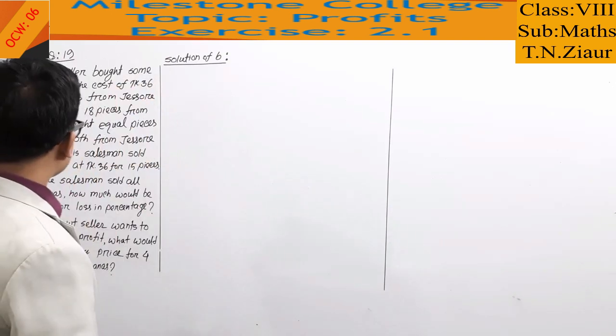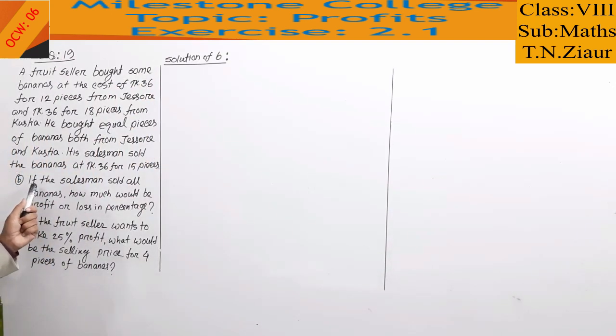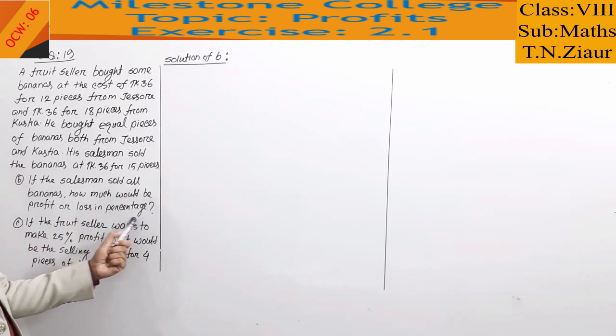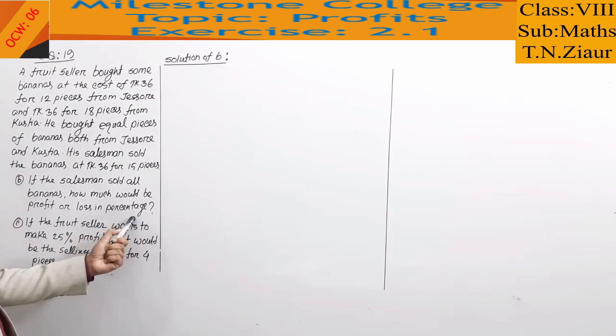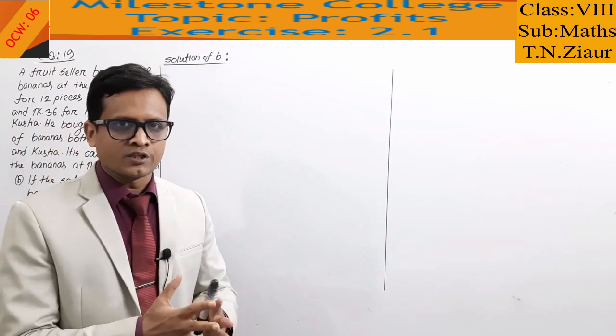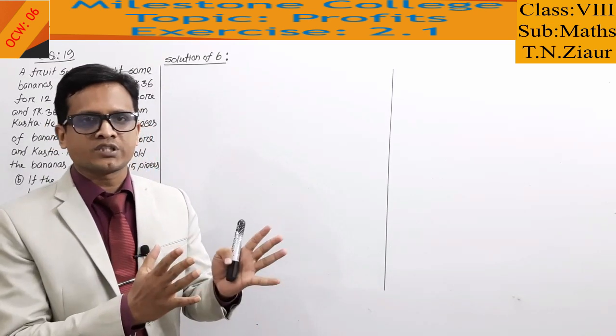Now dear students, we have to solve part B. Here it is given: if the salesman sold all the bananas, how much would be the profit or loss in percentage? We have to find it in percentage. In different places the cost price is different, so first we have to find it from Kustia and Joshua.